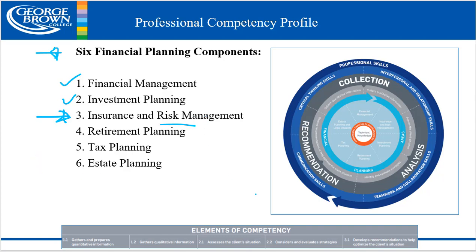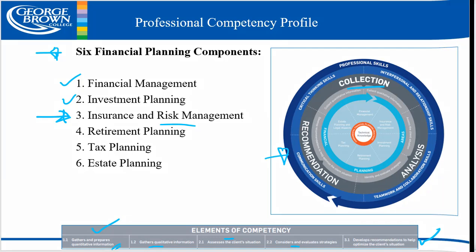And each of the 6 financial planning components, recall, goes through a collection phase, an analysis phase, and recommendation. So in the collection phase, we're gathering and preparing quantitative information. We gather qualitative information, move into the analysis. We assess the client situation, consider and evaluate strategies. And then in the recommendation section, we're going to develop recommendations to help optimize the client situation.